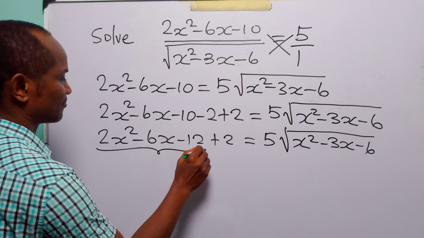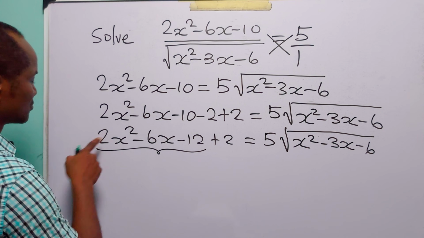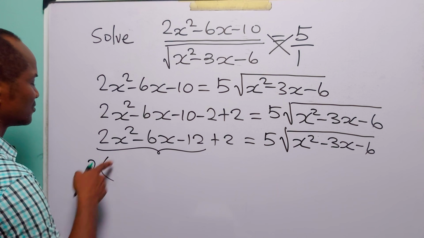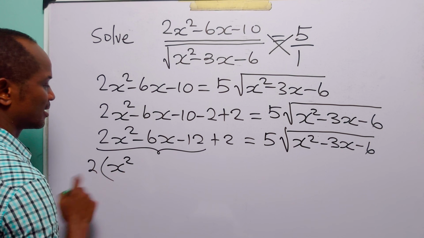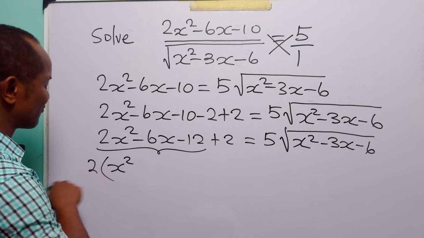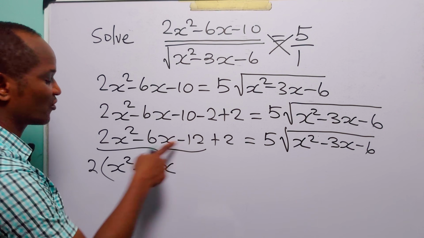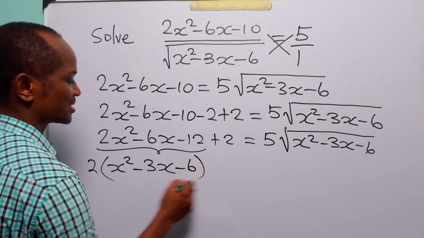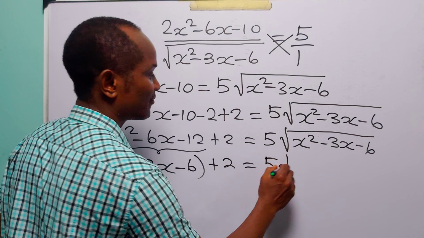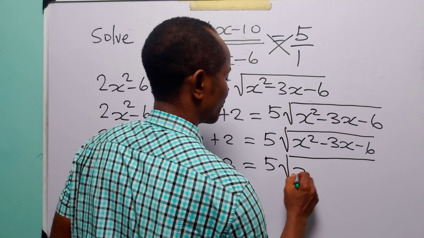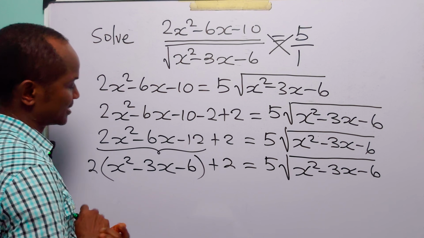Now look at this. When you look at these three terms, you'll see a common factor, which is 2. So we can factorize. We have 2 into 2x squared divided by 2 is x squared, minus 6x divided by 2 is minus 3x, and minus 12 divided by 2 is minus 6. Then we have plus 2, and this is still equal to 5 times the square root of x squared minus 3x minus 6.